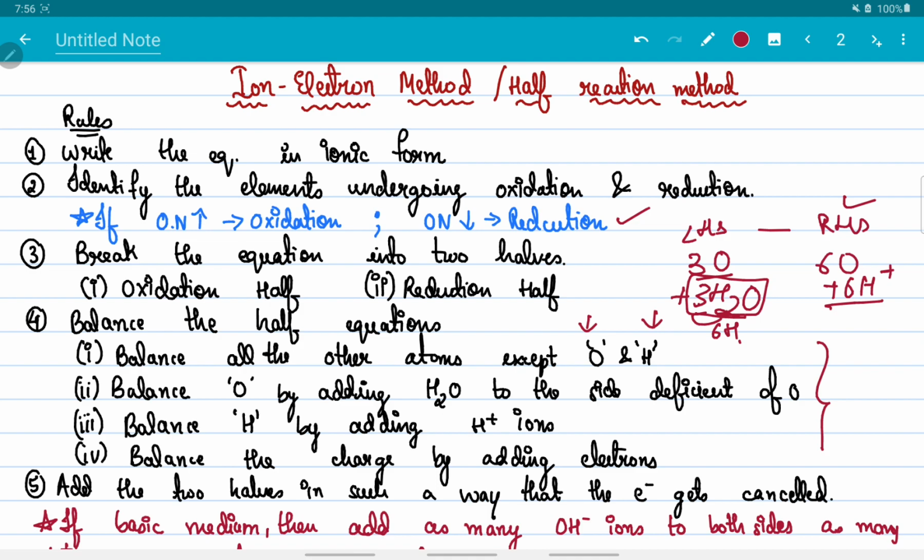So you have to remember this, it's a very important point, that while balancing oxygen you have to add H2O, and for hydrogen you have to add H+ ions. And the first one that is to be balanced is oxygen, then you have to balance hydrogen.